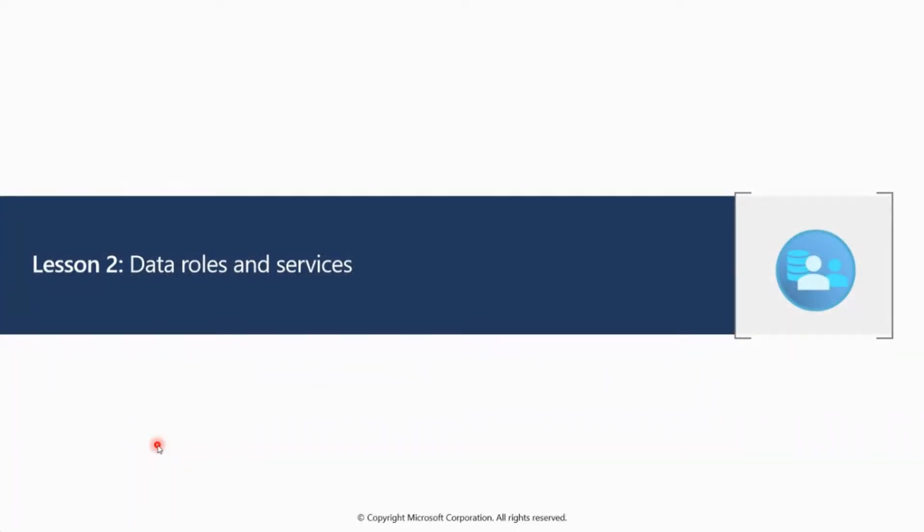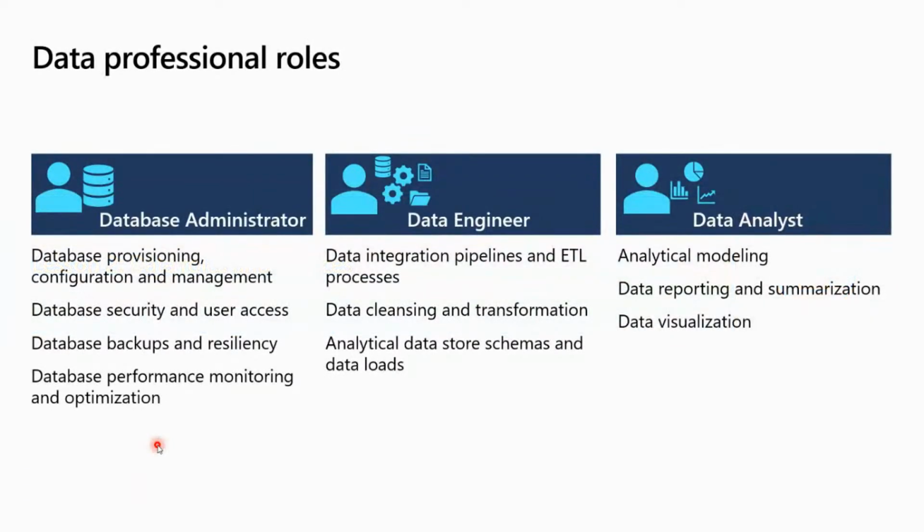Next, let's see about the data roles and services. In the previous slides, we saw how data is present, structured, unstructured, and semi-structured, how this data can be stored in different formats, how it will be stored in data warehouses, and how ETL will be performed. Now the second part: to maintain this data, we have professional people, called database administrator, data engineer, and data analyst.